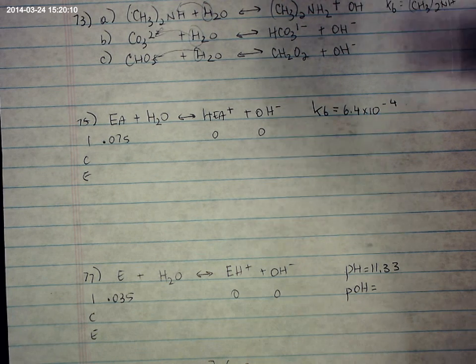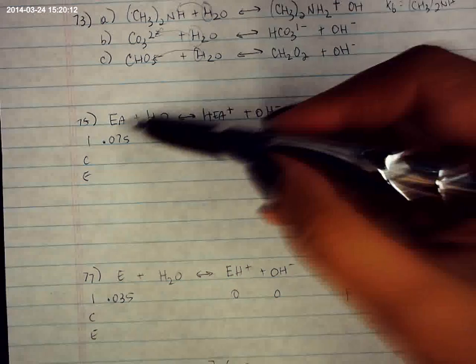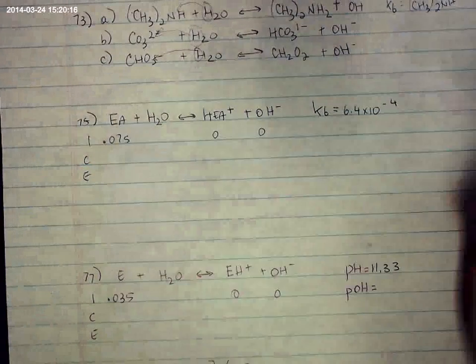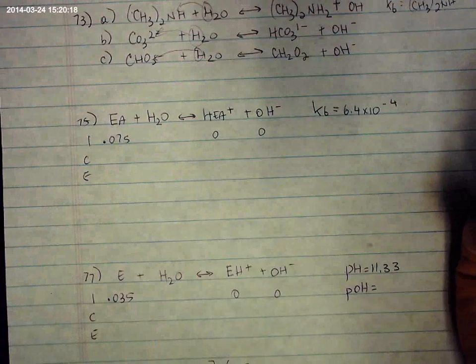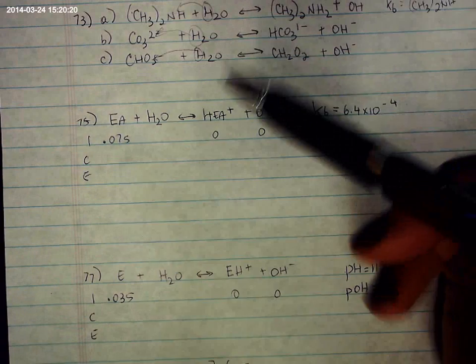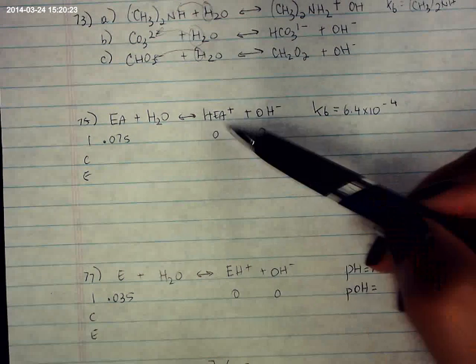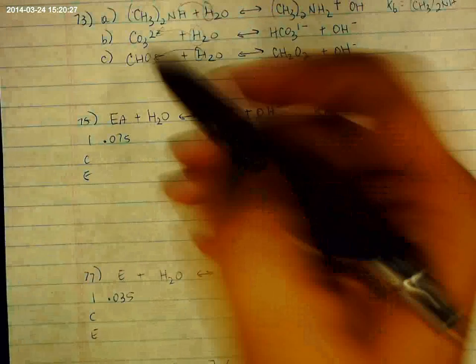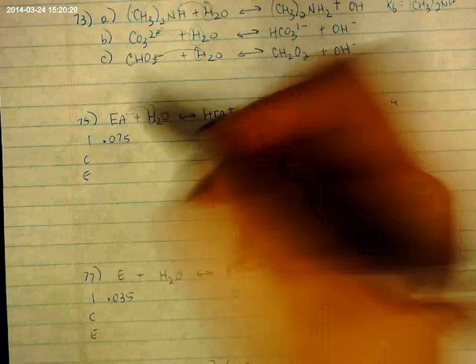Alright, so I need a RICE chart. My initial concentration of ethylamine, again I gave it some generic abbreviation just because I'm too lazy to write the formula for ethylamine, plus water yields HEA plus. So that is this ethylamine having taken that hydrogen from water.